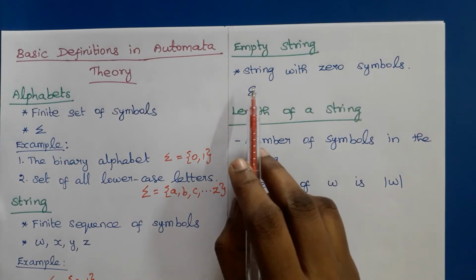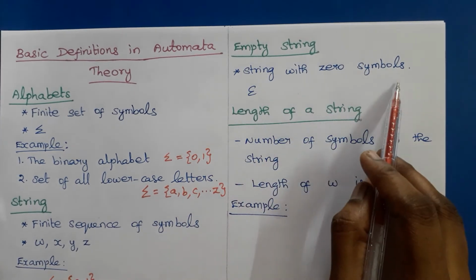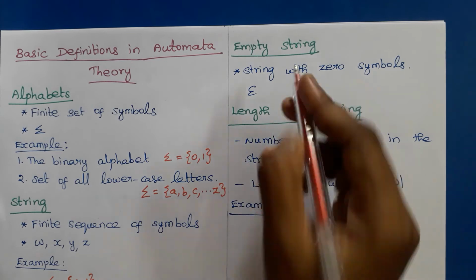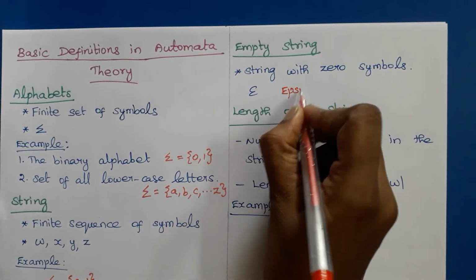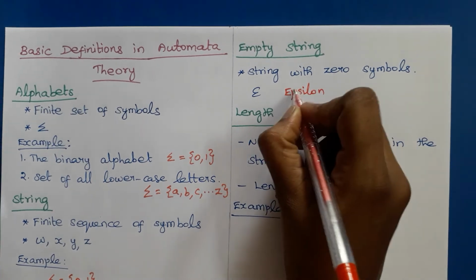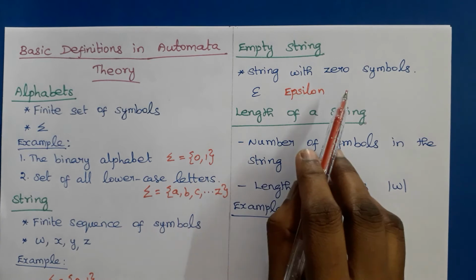An empty string means it is a string with zero occurrences of symbols. It is normally represented by the notation epsilon. Epsilon represents the empty string. That means the string with no symbols.